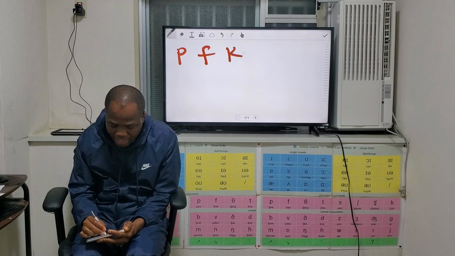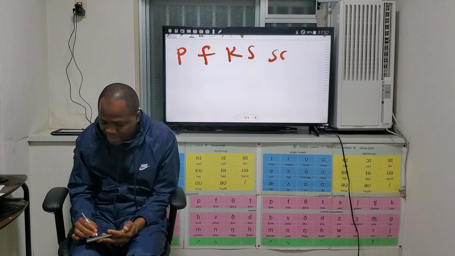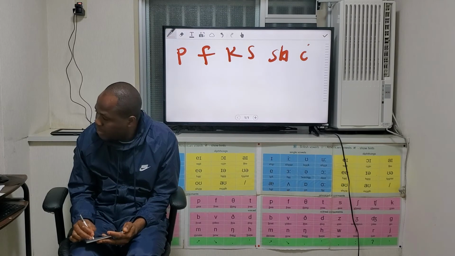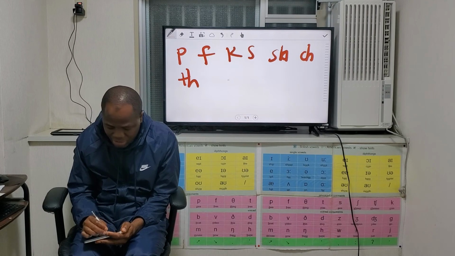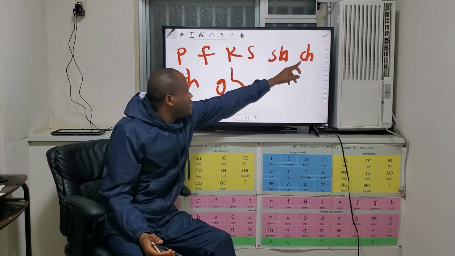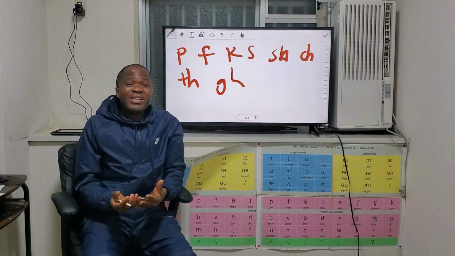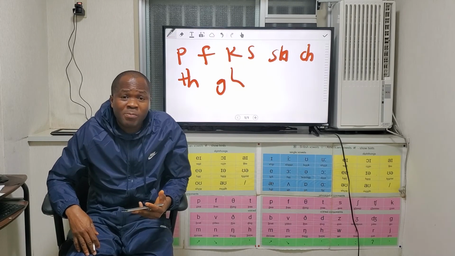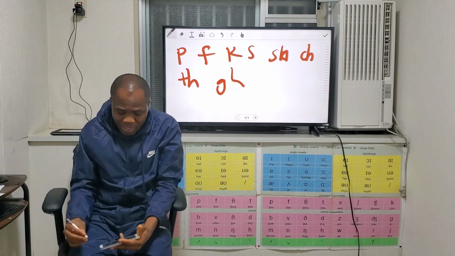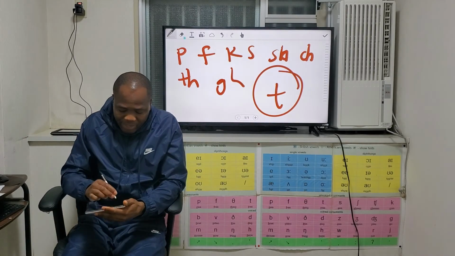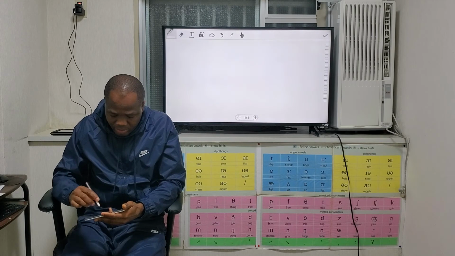We have P, F, K, S, SH, CH, TH, and GH. So when these end the simple past tense verb, then it is pronounced as T. It's pronounced as T. Let's look at some examples.